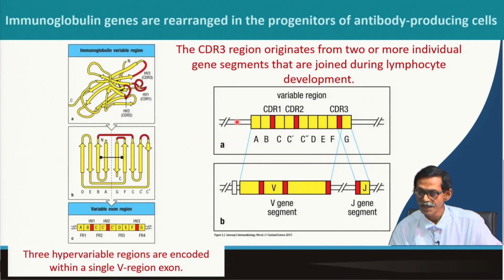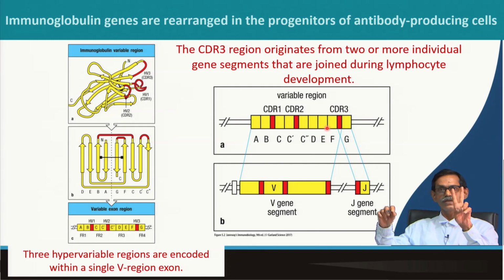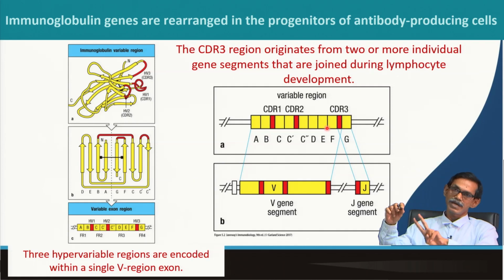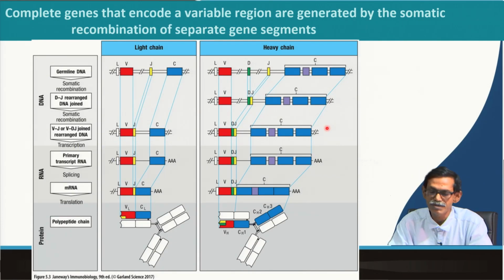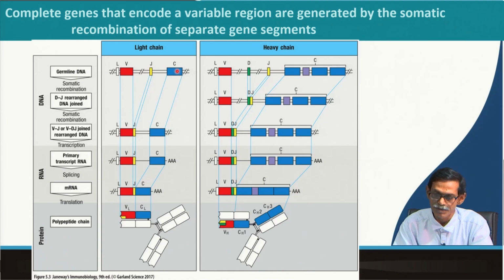Okay. So, here the CDR3 originates in the light chain from two components and in the heavy chain from three different segments of DNA. So, the chances of variability in CDR3 are maximum. Okay. So, if you see the light chain now, I am going back and forth, so please excuse me.